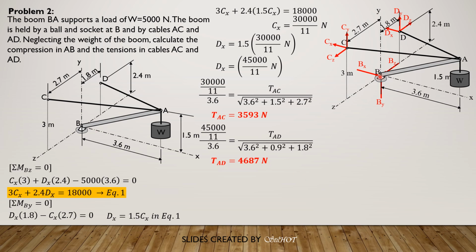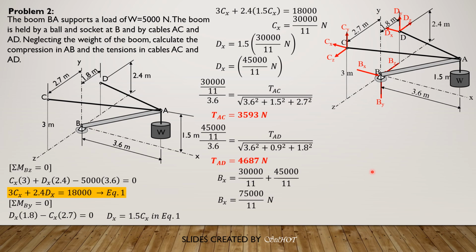Then finally, for the compression in member BA, we only need BX. Then we apply similar ratios. So summation forces x equals 0. So BX equals CX plus DX. So BX equals 30,000 over 11 plus 45,000 over 11. So BX is 75,000 over 11 newtons.